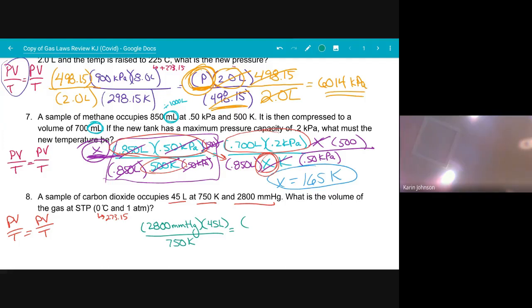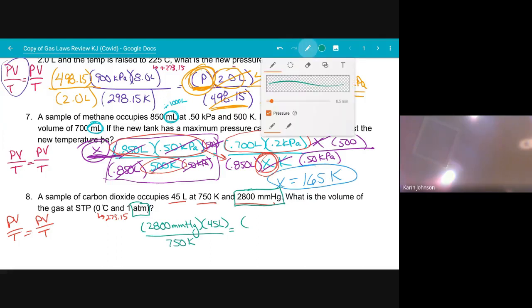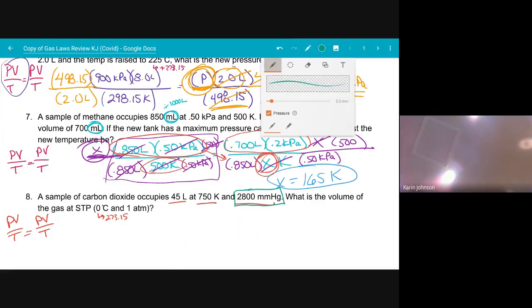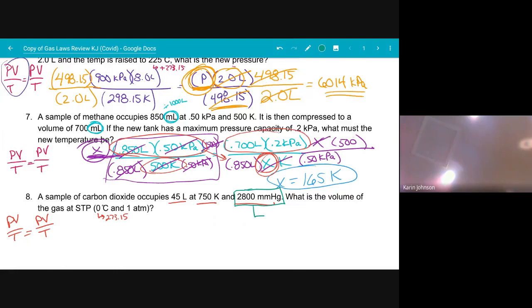Oh, look at that. Did you notice, everybody, that this is in millimeters of mercury and this one is in atmospheres? So that's a no-no. We have to make sure that we have both of them either in atmospheres or both of them in millimeters of mercury. So I'm going to change mine here quickly. I'm going to get rid of this. Oh, I just erased the whole thing. That's fine. And I'm going to do a little conversion factor on the millimeters of mercury.